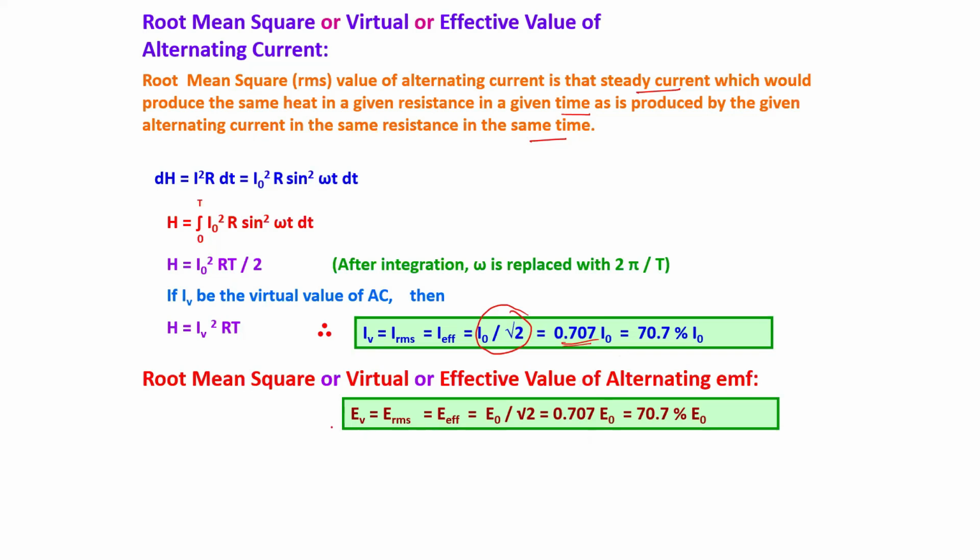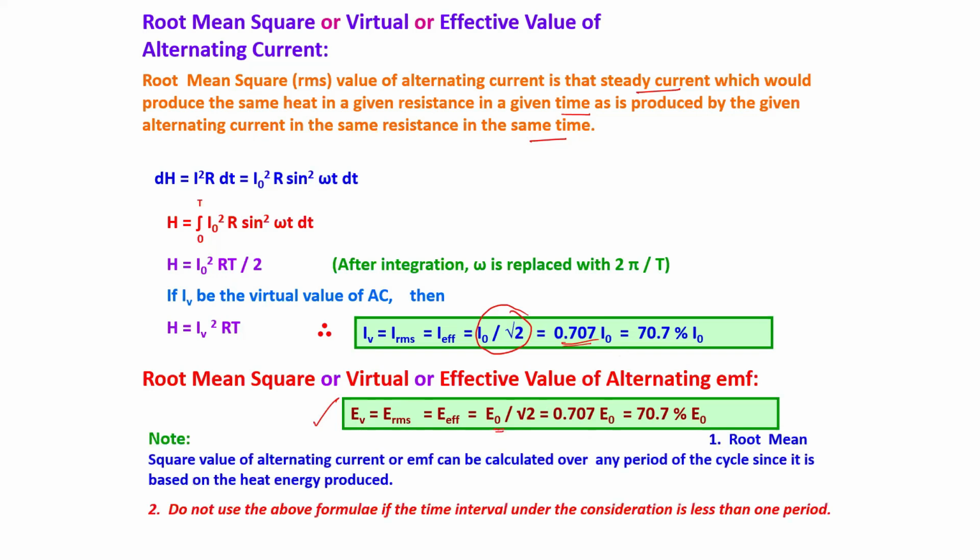Similarly, the root mean square value of the alternating EMF can be written as E naught divided by root 2, where E naught represents the maximum value of the EMF. So keep it in mind. The root mean square value of alternating current or EMF can be calculated over any period of cycle since it is based on heat energy produced. Do not use the above formula if the time interval under consideration is less than one period.